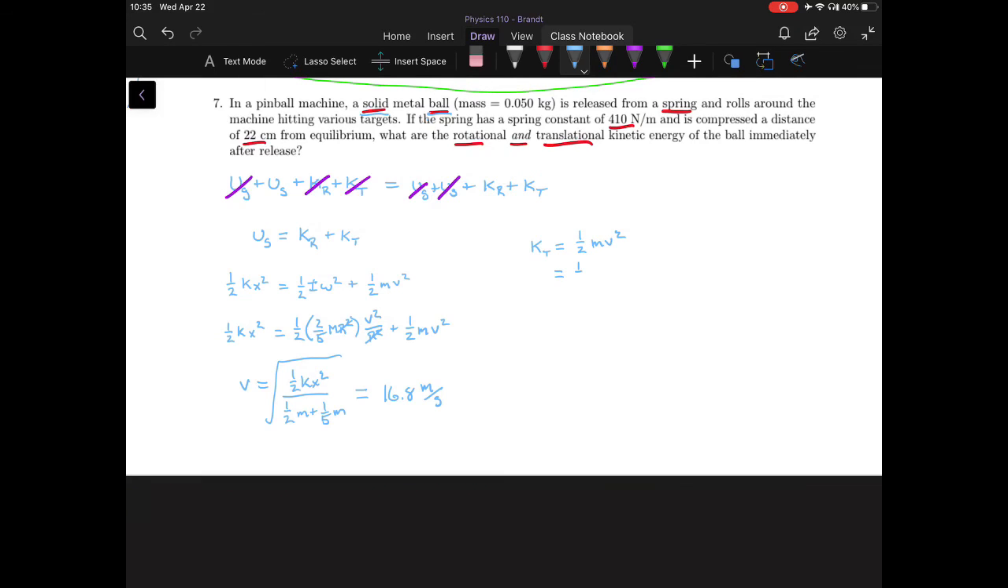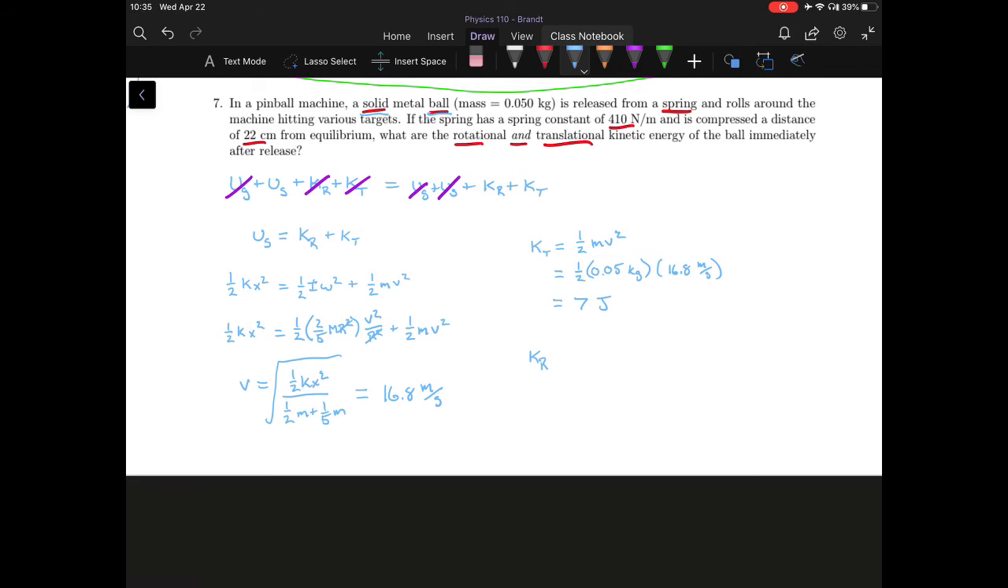So in this case, 1/2 m, which is 0.05 kilograms, and then our v, which we just found as 16.8 meters per second. That winds up being about 7 joules.